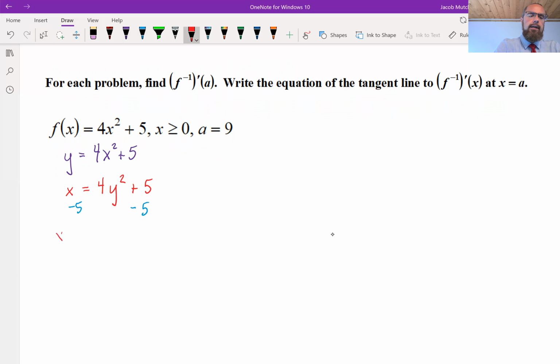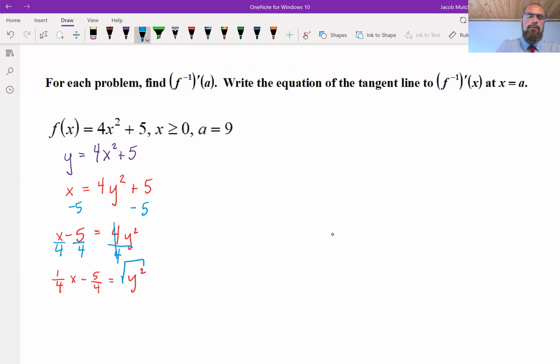On the left, we have now x minus 5 equals 4y squared. Then I'm going to cancel that coefficient 4 by division. And I'll distribute it to each of the terms on the left. So now what we've got is 1/4 x minus 5/4 now equals y squared. So the last thing to cancel is the square.